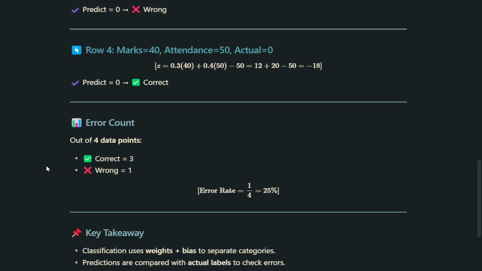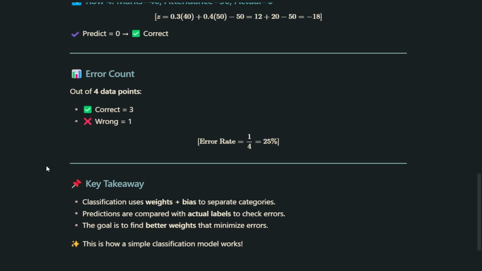So out of 4 students, the model got 3 right and 1 wrong. And the key takeaway is this: classification works by using weights and bias to separate categories. But predictions can sometimes be wrong, and the goal of training is to find better weights that minimize these errors.